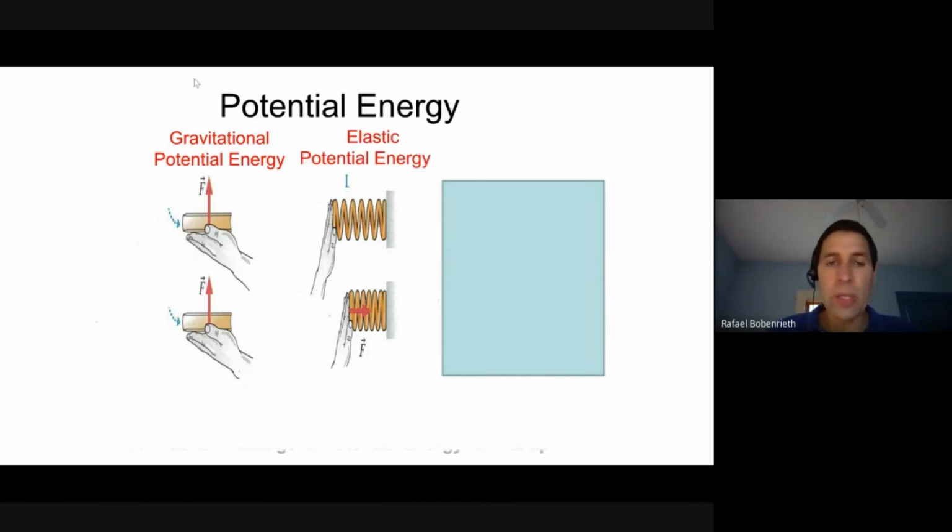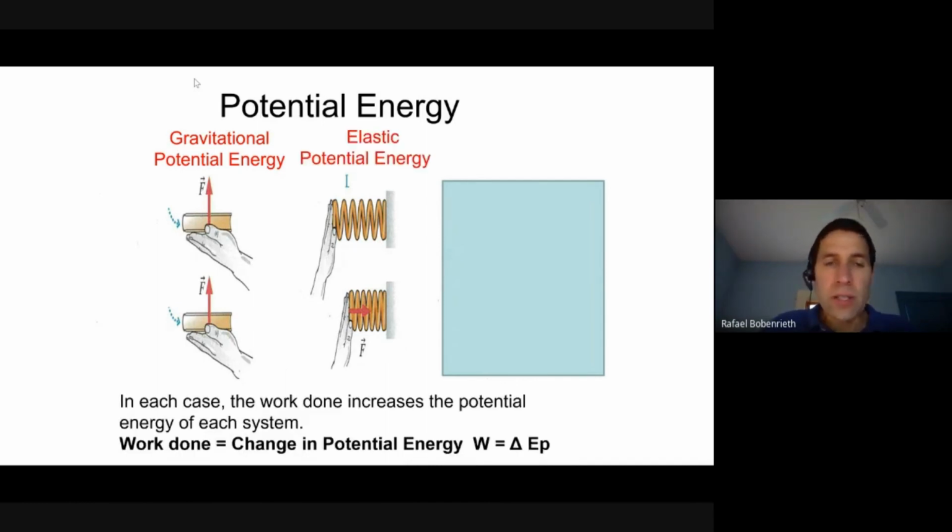So in both of these cases, what have I done? The work done increases the potential energy of each system. So for both these cases, we can say work done equals the change in potential energy. Using the abbreviations we've used throughout this year, W stands for work, triangle stands for change in, E stands for energy, and lowercase p is potential. Work equals change in potential energy. We just need to know whether it's gravitational or elastic, but it's pretty much the same principle operating here. All right, we good? You ready for this? Let's do it.